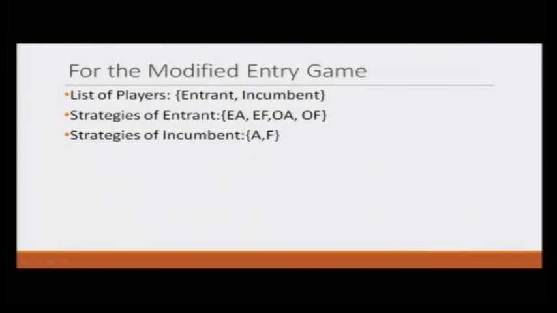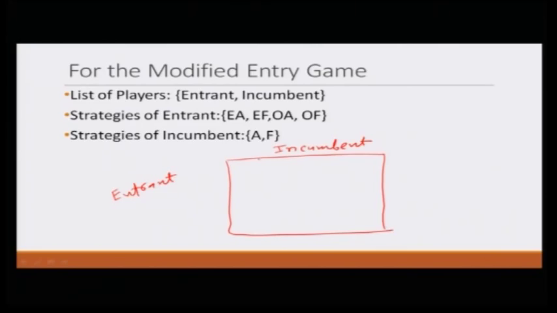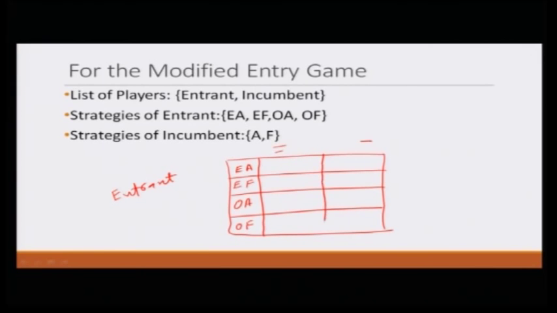Now how to go about it? We will have to draw the table. On the row side we can put the entrant, and here we can have the incumbent. Okay, and entrant has how many strategies? 4. So we can have 1, 2, 3, 4, and these are EA, which in short means enter in the beginning and accommodate later, and similarly EF, OA, OF, and then 2 strategies for the incumbent, which are fight and accommodate, and this is for the incumbent.